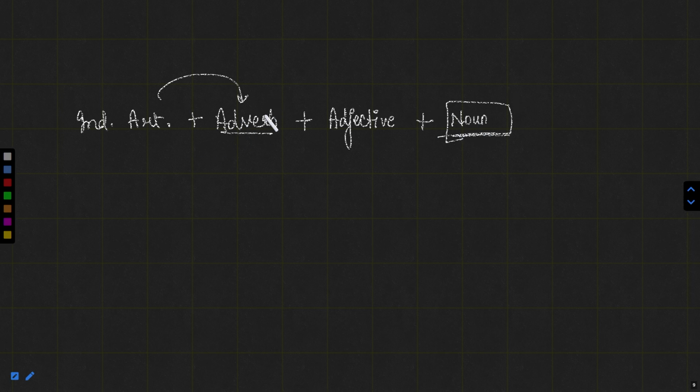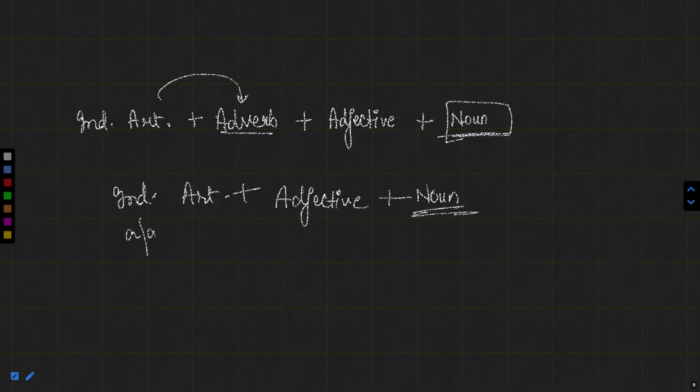Now, if we just omit this adverb, suppose we have only this structure, that is adjective and noun. Again, because of this noun, it means this noun is mandatory. If it is there, we need to use an article, that is an indefinite article. It means either a or an.